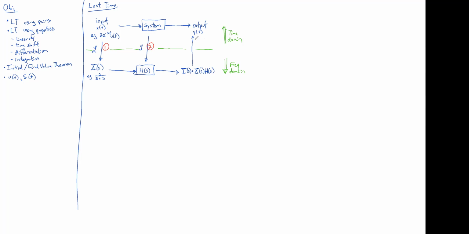And then our third step is to take that inverse transform back. So this is our third step. And now we can find our y of t. So big picture, that's what we're doing. Any questions about that whole process?